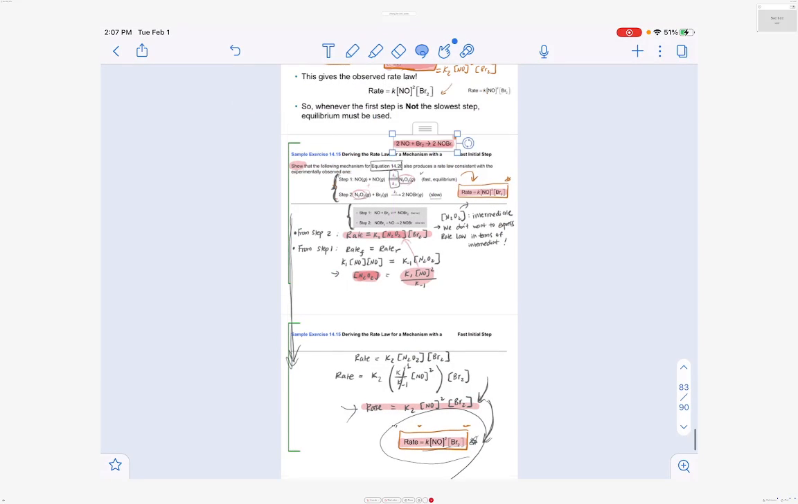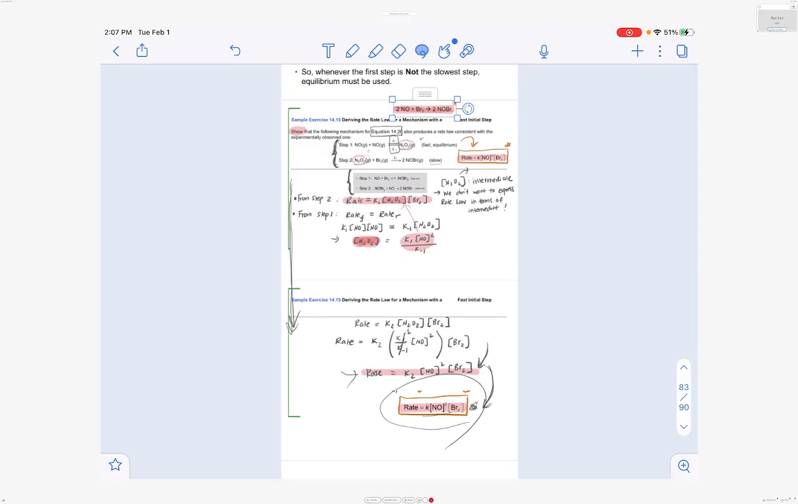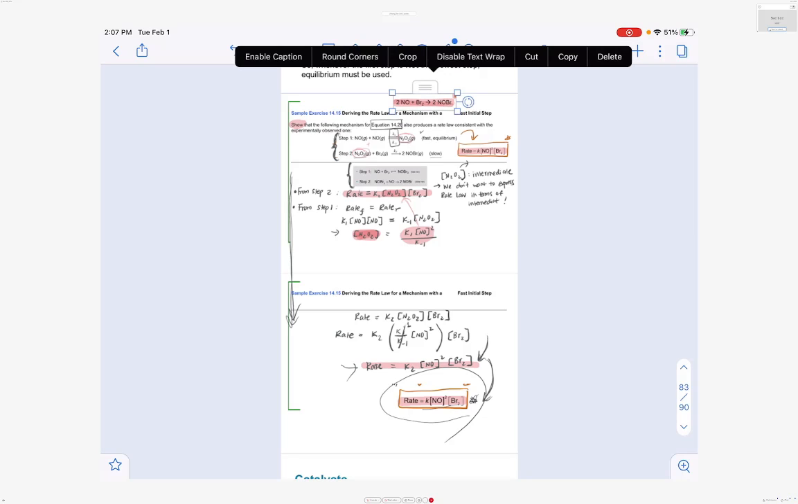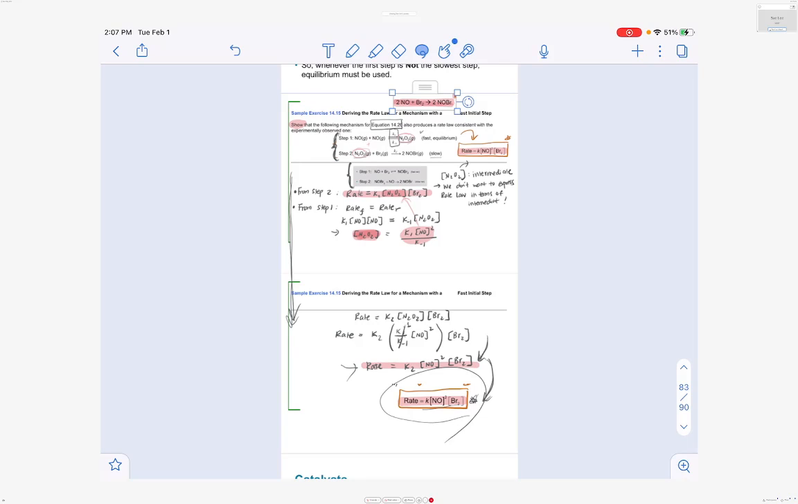So you can say that because after all these, you arrived at this rate law, and because this rate law agrees with equation 14.26, you say that this mechanism also produces a rate law consistent with the experimentally observed one. So the whole purpose is showing the entire process. And you say that yes, they agree with the equation 14.26 rate law of this.